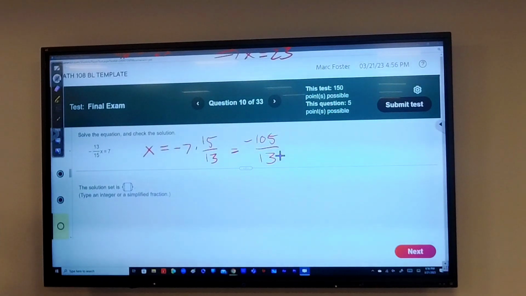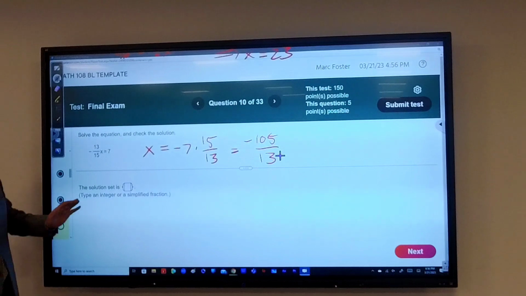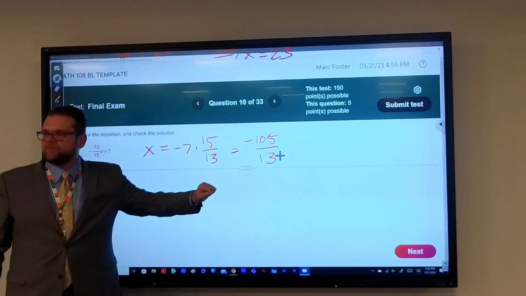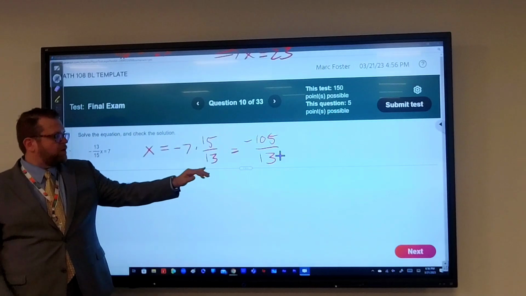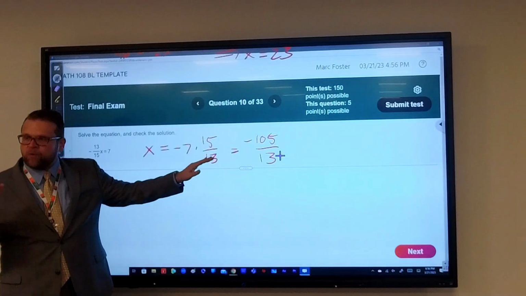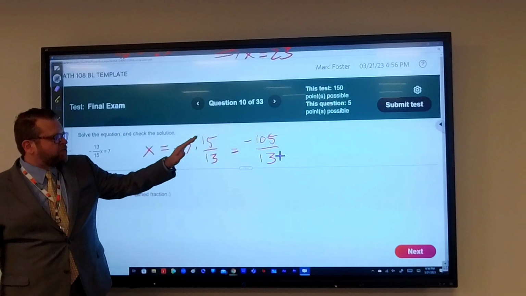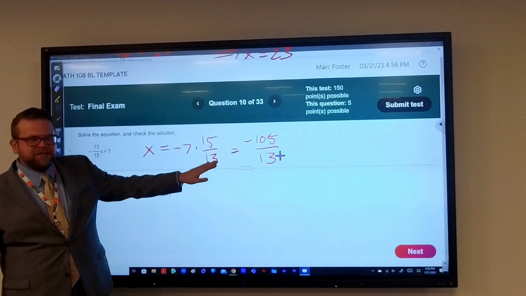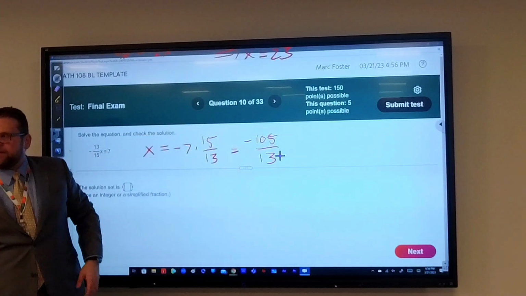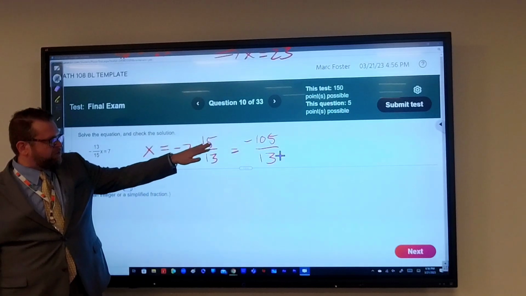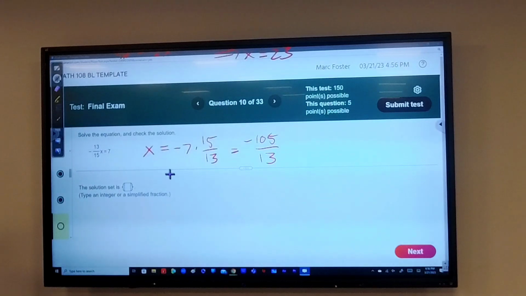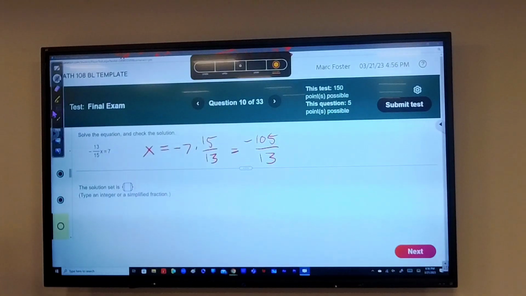Can anyone justify for me whether this will simplify? 13's prime. You say no. Be careful though, because even though 13 is prime, what you really mean is that this prime number does not appear up here as a factor, right? Because if this was a 26 instead of a 15, it would reduce. Okay. All right. So minus 105 over 13.